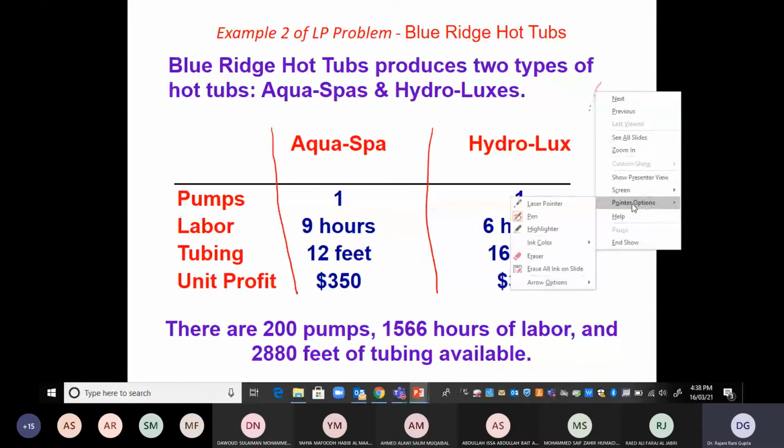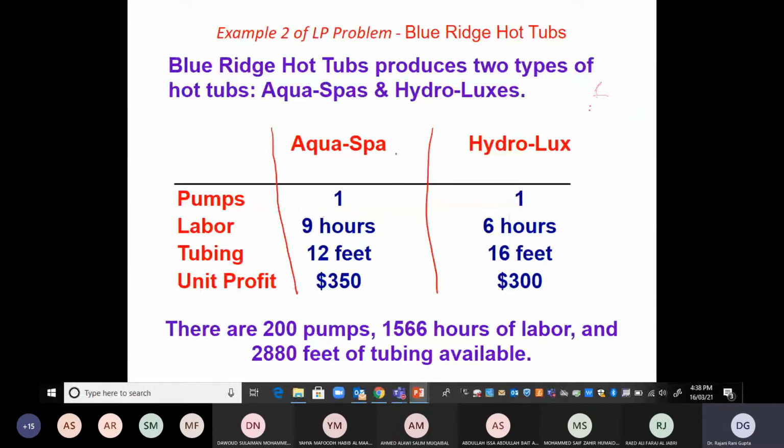Maximize. Okay, maximization because of profit. So it is maximize. So this is the objective. So in any LPP, what we need to know? We need to know the objective function.